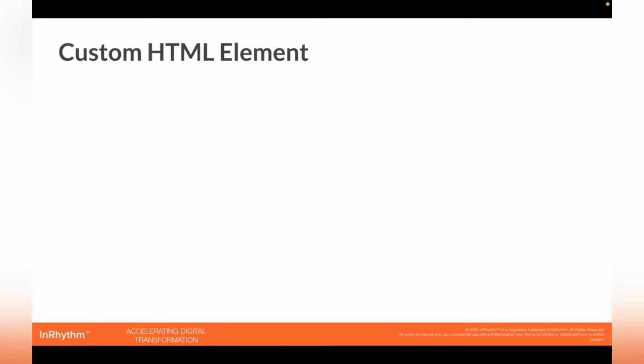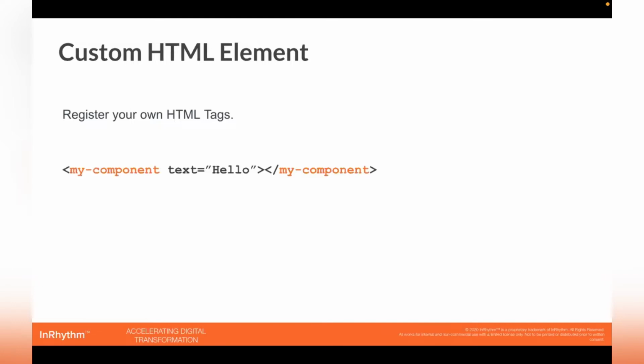First of all, custom elements. What that means is that you can register your own HTML tags. For example, in this code, you can have a custom tag called my-component, and then you can have an attribute called text and pass in some value there. So this is a very simple introduction to custom elements and custom HTML tags.